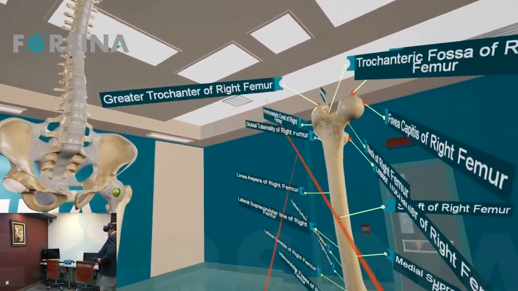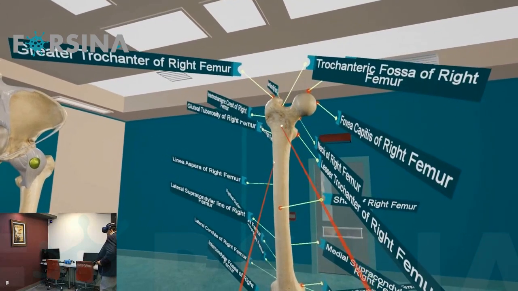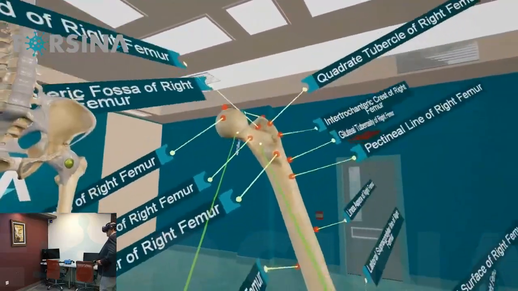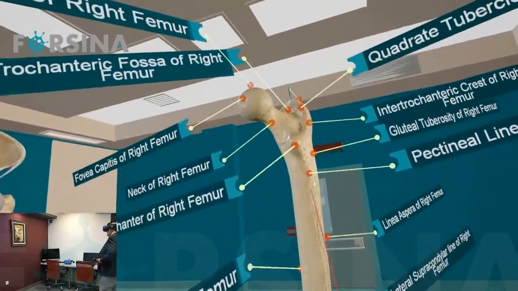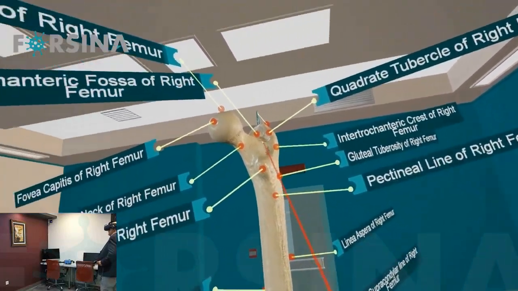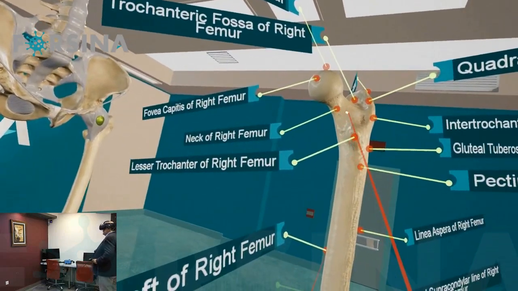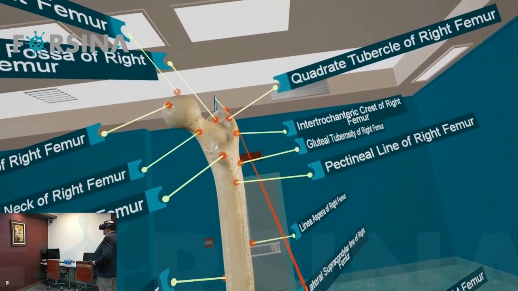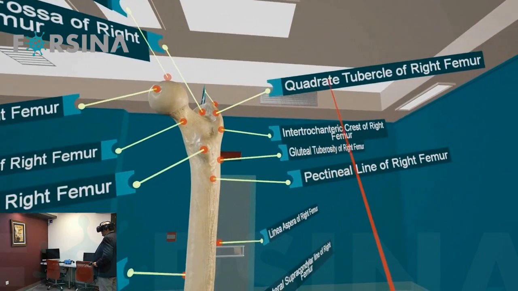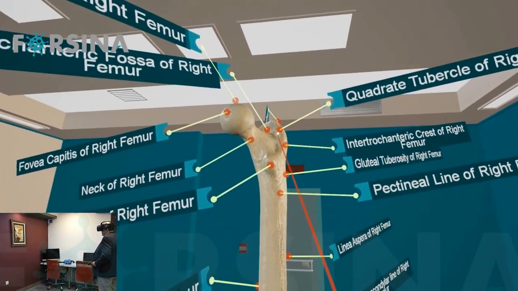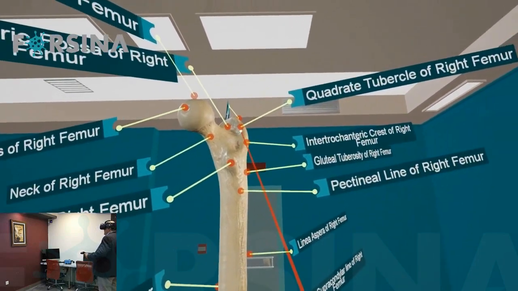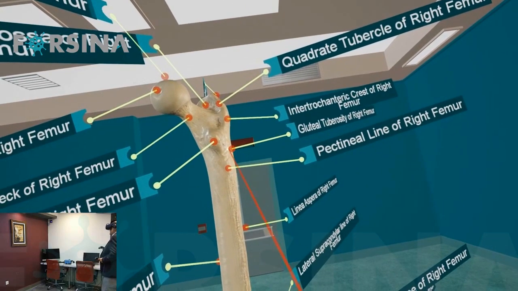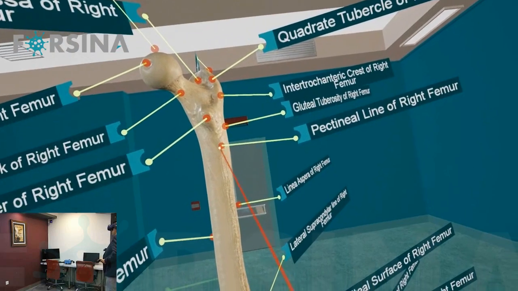Here, the greater trochanter of the femur. This is the lesser trochanter of the femur. If we go and look at the femur here, we can also see the neck of the femur, lesser trochanter, intertrochanteric crest. There are also some details here, the quadrate tubercle of the right femur. Also here we can see the gluteal tuberosity of the femur, ending up here with the pectineal line.